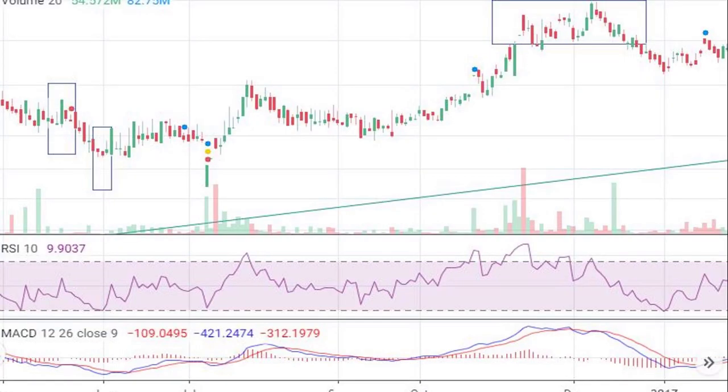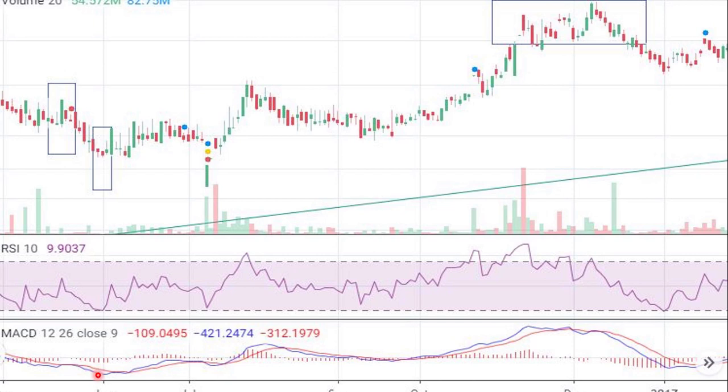We have the RSI indicator and the MACD indicator. If you don't know about the MACD indicator, you can watch part 2 of our technical analysis tutorial, which we have on our channel. I will briefly describe this indicator for you. This indicator has 3 parts. The middle part is called the histogram part. And also we have 2 lines.